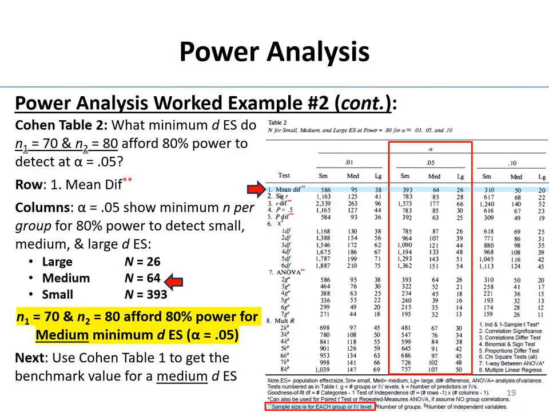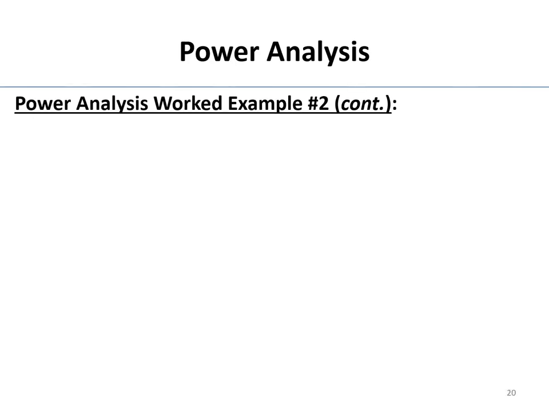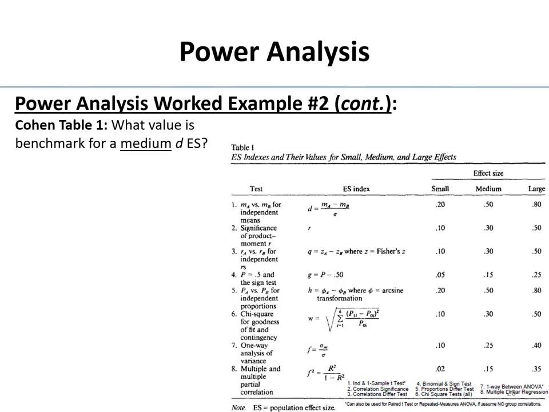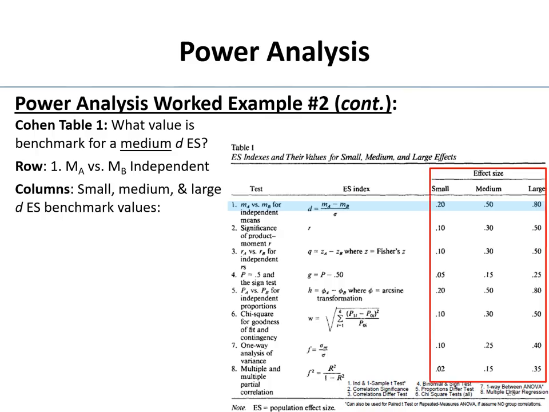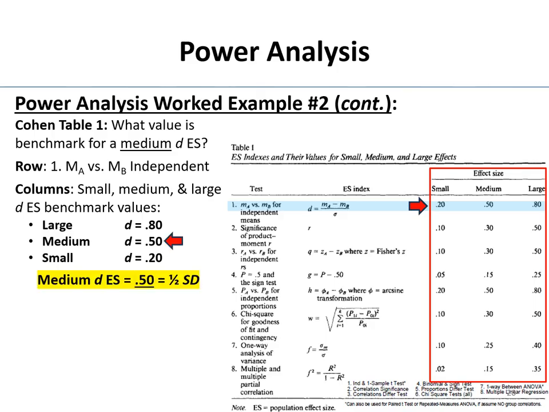We can use Cohen's Table 1 to get some idea what is a medium difference in means. And so let's look that up, what the benchmark value is. So here's Cohen's Table 1. We're going backwards this time. Row 1 again is the row for mean comparisons. There are our effect size benchmark values. So what Cohen's d is equal to: for a medium effect size, d is equal to 0.50.